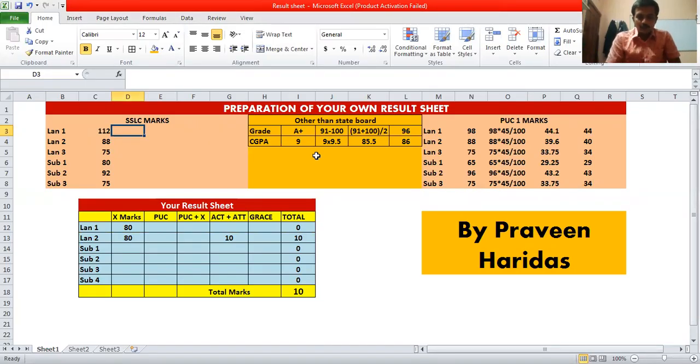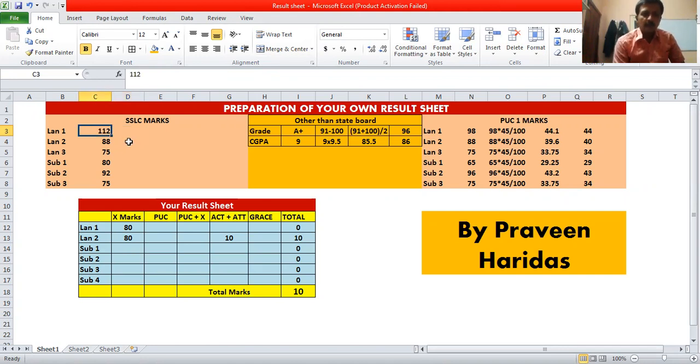Hi students, you know that the government has already issued the guidelines for calculating the results of PUC second year. So on the basis of that, you can prepare your own result sheet. Now let us see how you can do that. For that, you need to have your PUC mark sheet as well as your 10th standard mark sheet. So first, let us start with your 10th standard mark sheet.